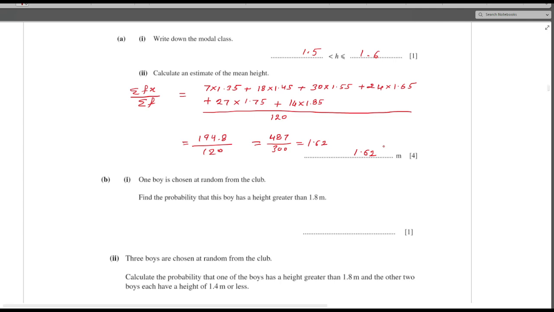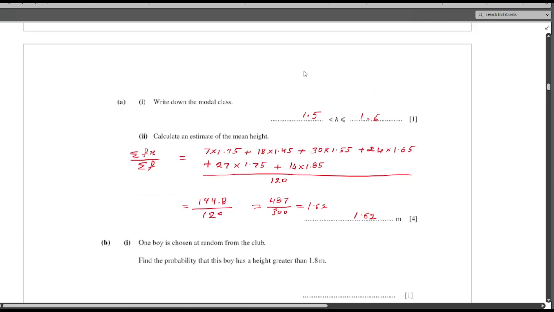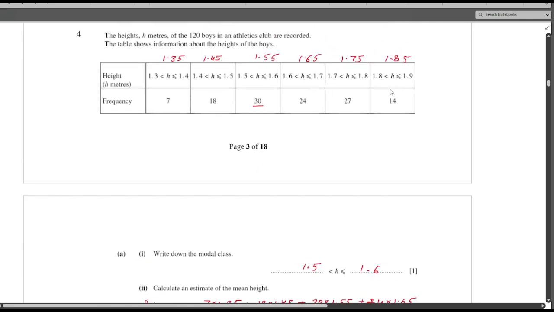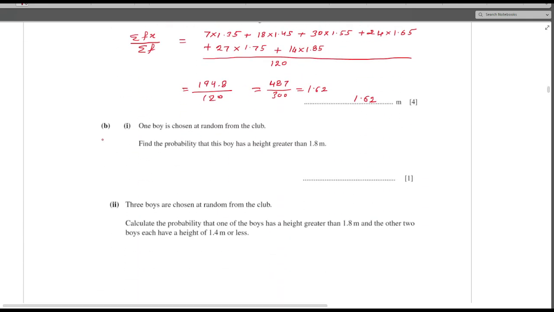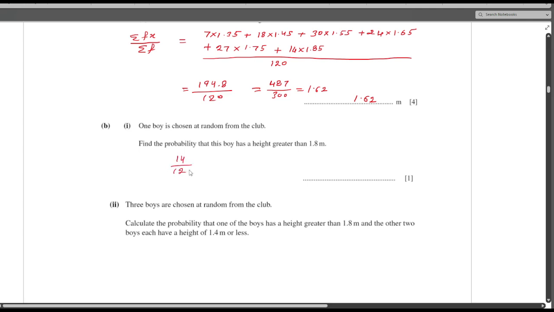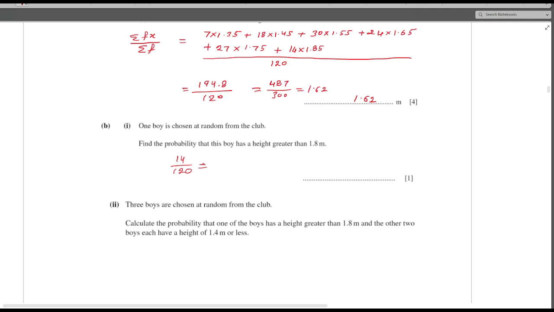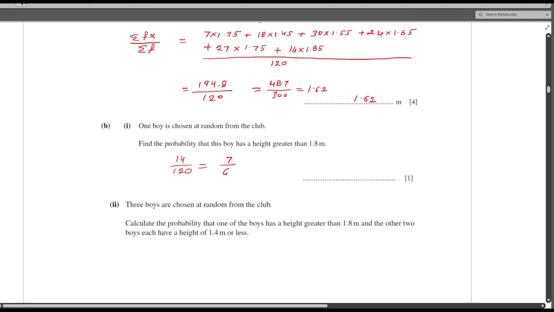B question, one boy is chosen at random from the club. Find the probability that this boy has a height greater than 1.8 meter. Now there are 14 such students. So here the answer will be 14 divided by 120, which gives me the result 7 divided by 60. So 7 divided by 60 is the answer.